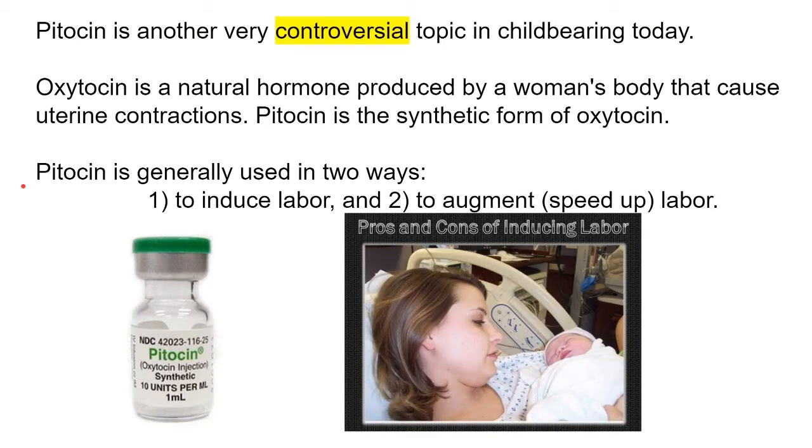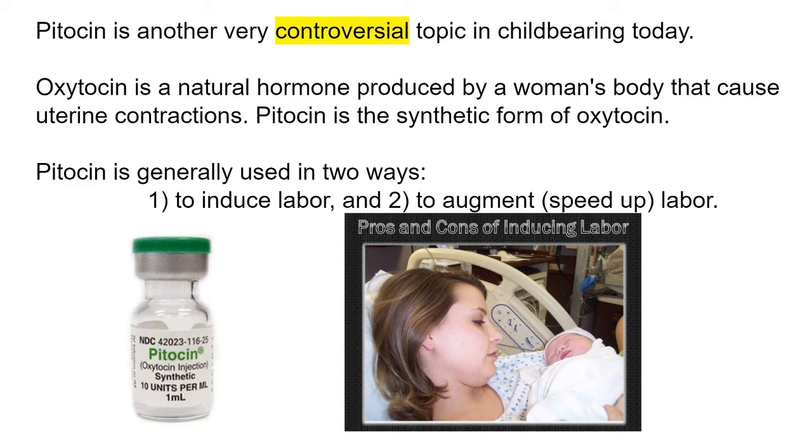Pitocin is another controversial topic in childbearing. Oxytocin is a natural hormone produced by a woman's body that causes the contractions. Pitocin is a synthetic form of this. So Pitocin is what is used to induce labor and to sometimes speed up labor. So when somebody is scheduled to give birth or be induced, they will give them Pitocin to induce labor, hopefully.